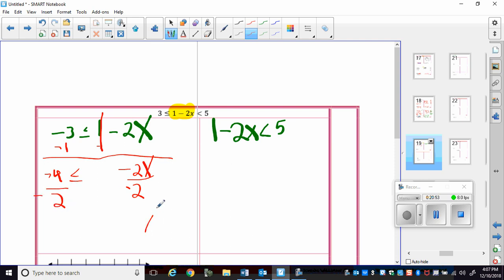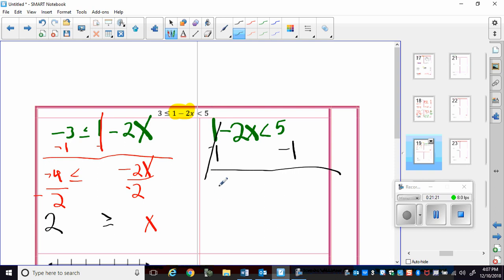And x is greater than or equal to, oh, I did something wrong. So you have to flip that symbol because you're dividing by a negative number. Flip the symbol so it becomes like that, and a positive 2. On the other side, I'm going to subtract 1 from both sides. I get this going away.